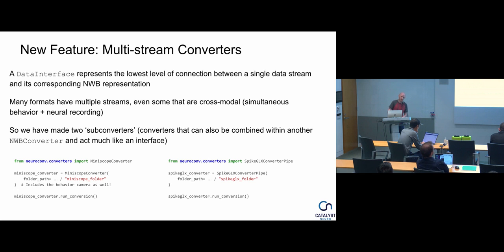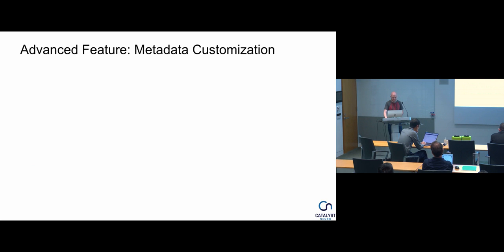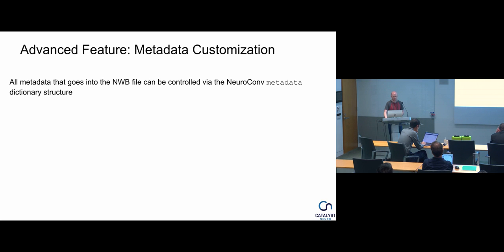So if you have multiple probes, multiple bands, you could have upwards of four or more individual interfaces. That's a lot of typing. So to reduce the typing, all you need to do is point the SpikeGLX converter pipe at your SpikeGLX folder, and it will navigate through all the segments, all of the probes, all of the bands, and aggregate all of that. Very convenient, especially for Neuropixels.